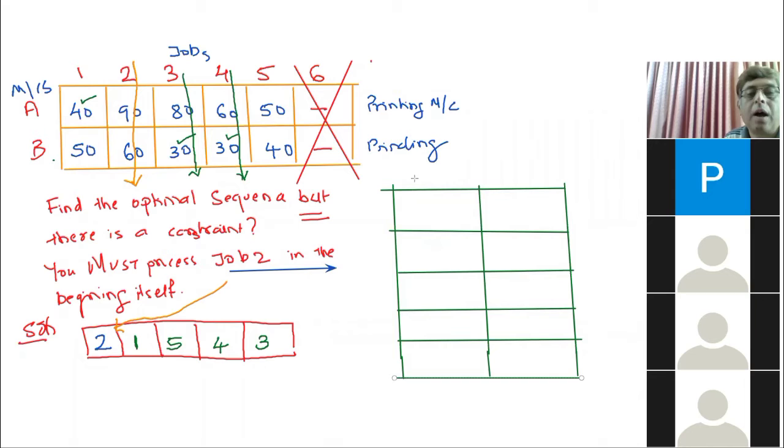I'll say this is machine A, this is machine B, and 2 is already there. I cannot help it, and I write the sequence 1, 5, 4, and 3. You have to be very careful that this sequence is written here.